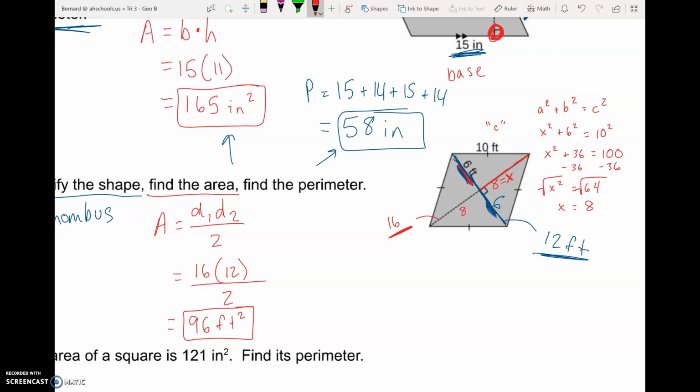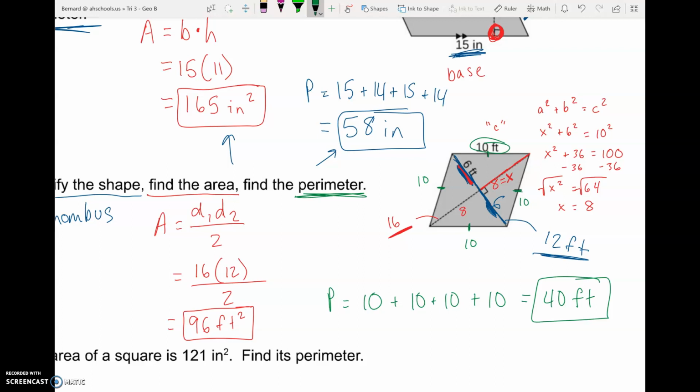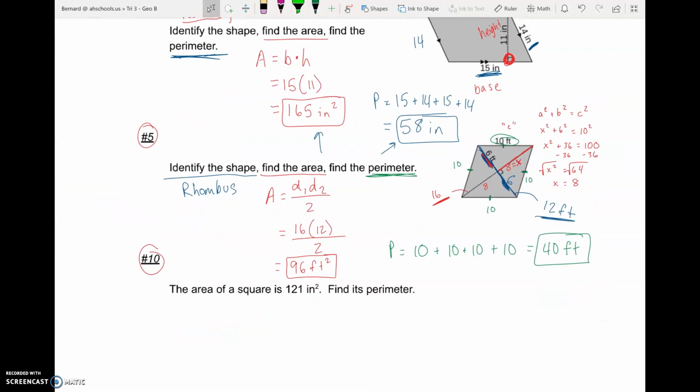Now, the perimeter, we hadn't talked about that yet. The perimeter in this problem, not so bad. The reason is we know one of the sides, and then remember, all four are the same. And so if that top's 10, the left's 10, and the bottom's 10, and the right's 10 as well. And so our perimeter is simply just 10 plus 10 plus 10 plus 10, which is just going to be 40. And the units are feet, so 40 feet for our perimeter. And that's that. Problem number 5 was a rhombus, area of 96 feet squared, perimeter of 40 feet.